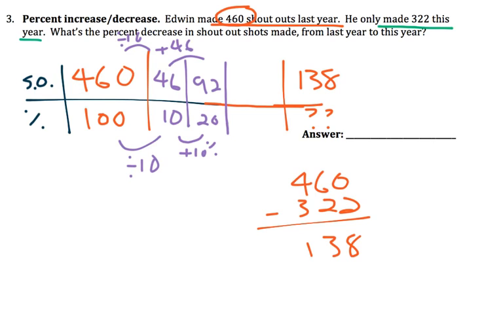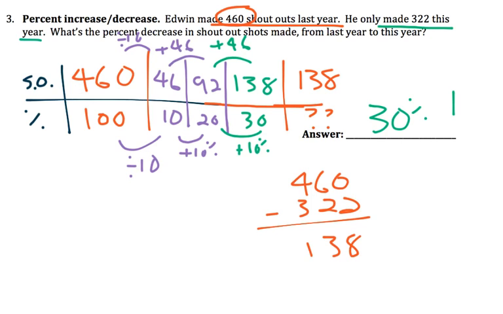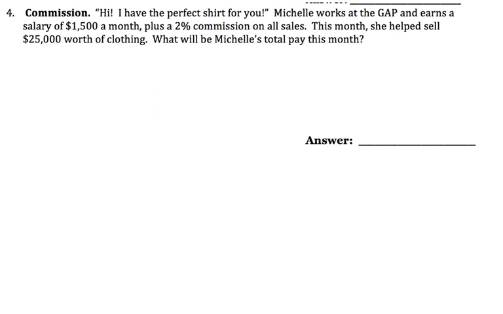Let's see what happens if I add another 10. Let's do plus 10% again, which would be 30%. And 10% is the same as 46 more shoutouts. And if I add that together, I get 138, which is exactly what we're looking for. We're looking for 138 more shoutouts. So, 138 fewer shoutouts. So it looks like the answer is a 30% decrease.